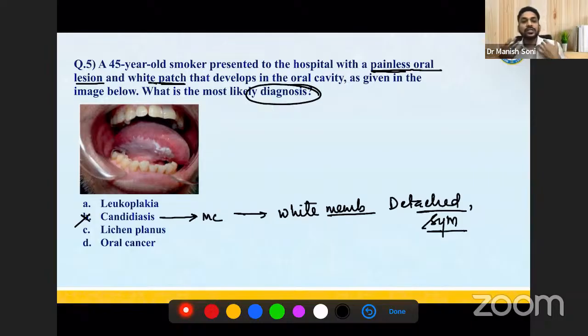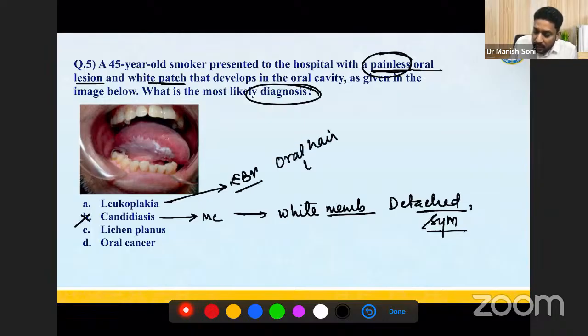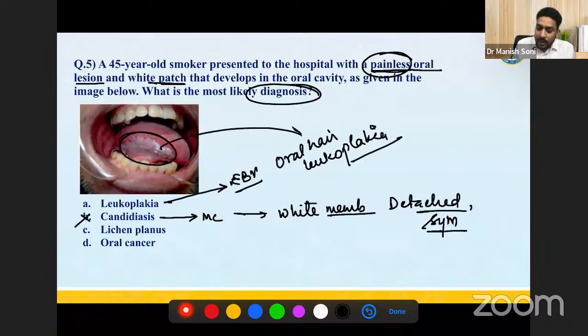So the patient will come and complain that doctor, whenever I eat food, spicy food causes a lot of burning, or there is some discomfort which is associated, but here it is painless, and painless points towards leukoplakia, which is caused by Epstein-Barr virus, known as oral hairy leukoplakia, which generally involves the lateral part of the tongue as shown here.